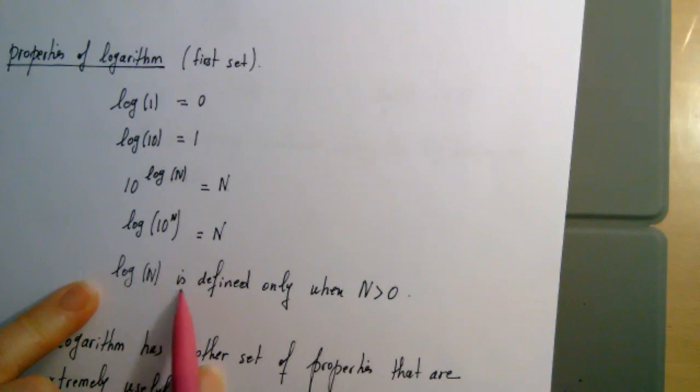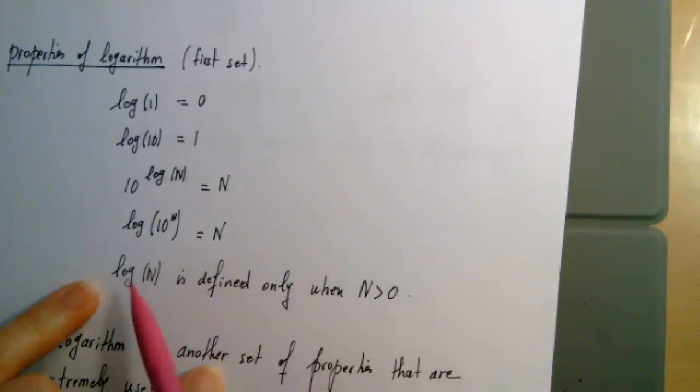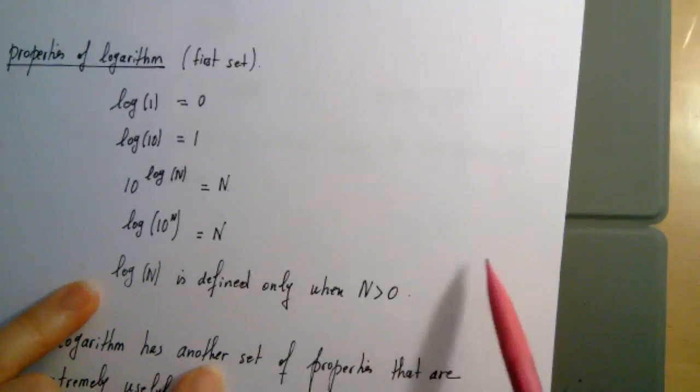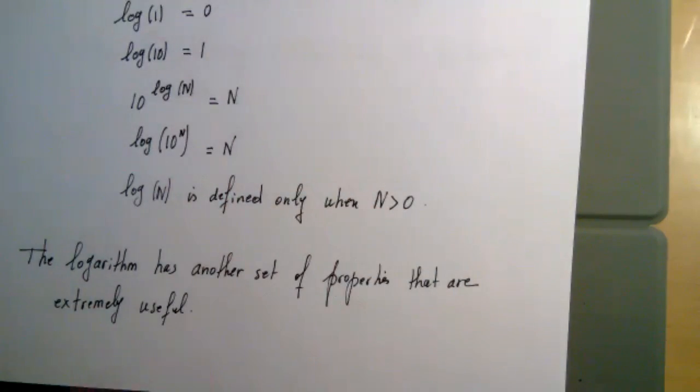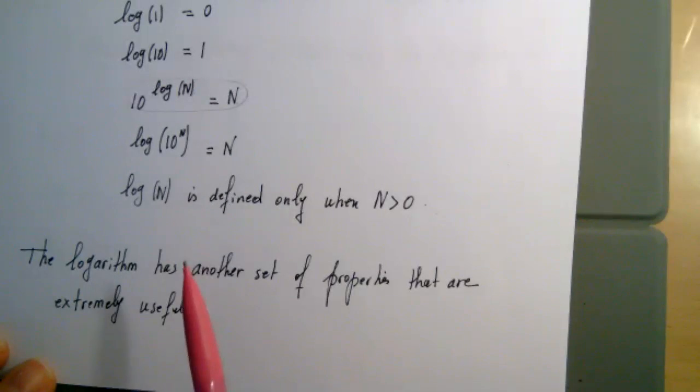Then log n is defined only when the number is positive. I cannot have a log of a negative number because if I take 10 to any power, I'm going to get a positive number. So these are the properties that we've talked about, and I want you to keep thinking about that.